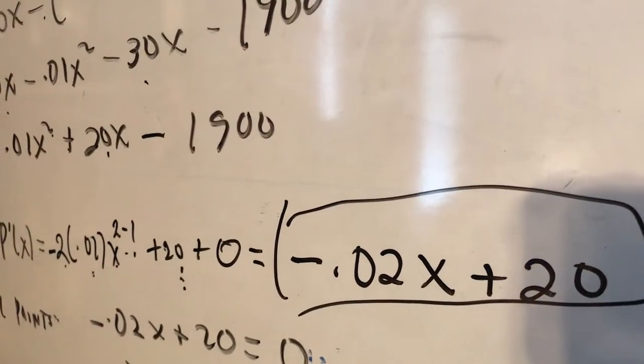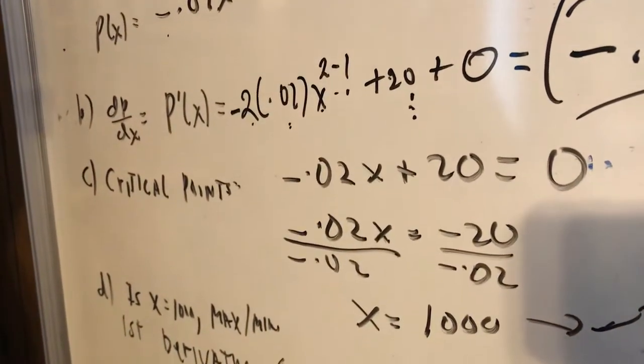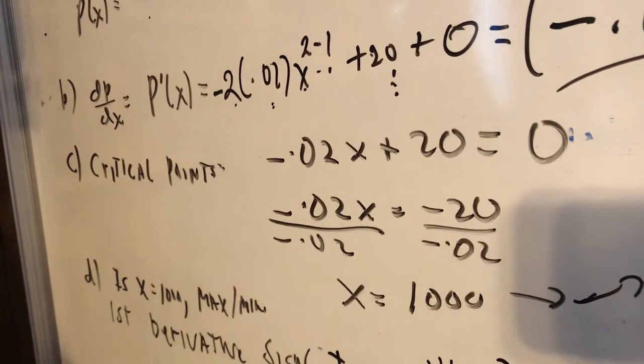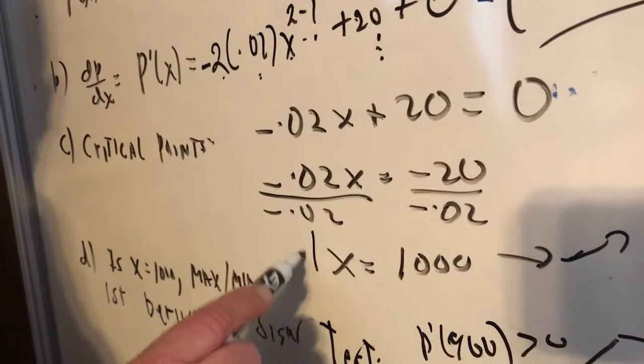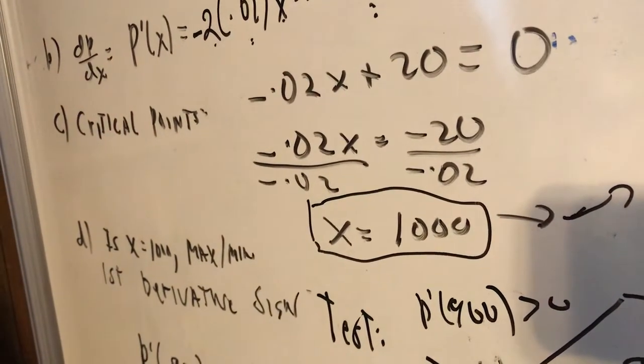Finding the critical points, we set the first derivative equal to 0. I divided both sides by minus 0.02, and I got x equal 1,000 for my first critical point. And I believe that's where we left off last time.